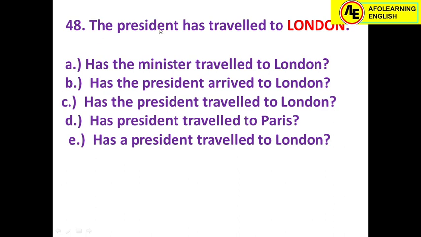Number 48. The president has traveled to London. Okay, the opposite of London can be any city. One of the biggest, most popular cities in the world is London, located in the UK. So we have option D, the president traveled to Paris. Either of the two pronunciations is correct. So the correct answer here is option D. No, the president has not traveled to Paris. The president has traveled to London.